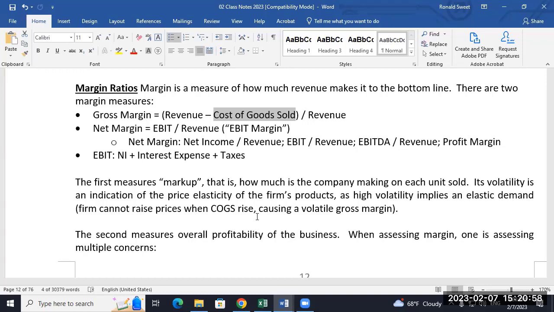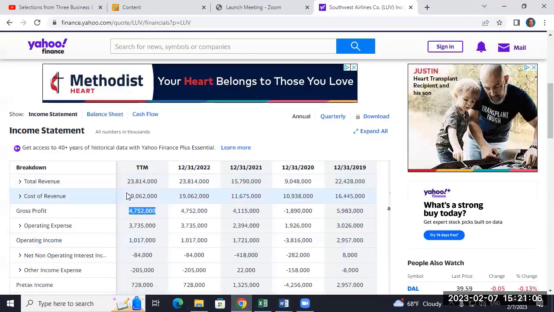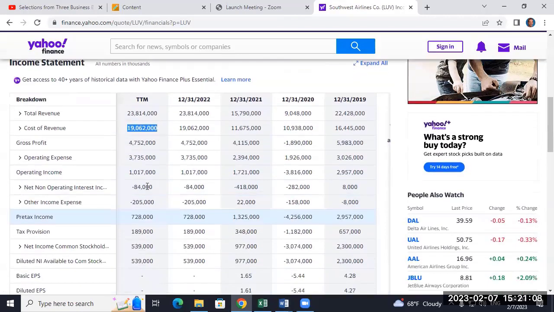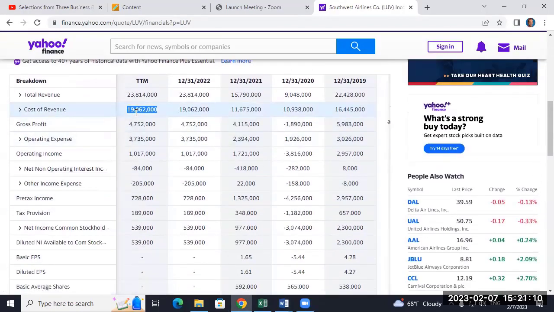I think accounting classes should probably spend a little more time on what's in this number and what's not in this number. You saw with Southwest Airlines, it's a huge number. I doubt that's all jet fuel. $19 billion. I bet that's a lot of pilots and flight attendants because that's such a huge, huge number.